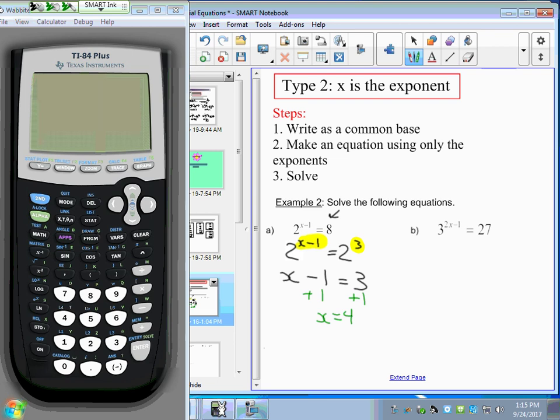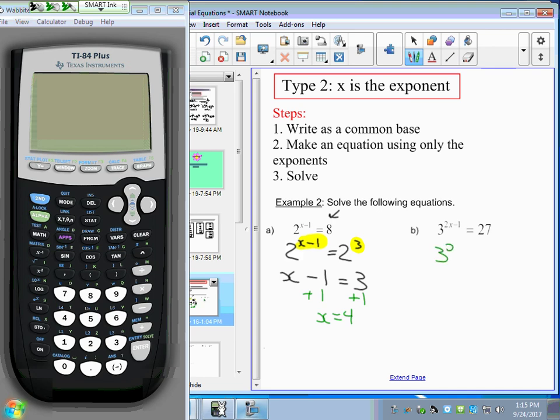Let's try that for the second one. How can I rewrite one of these numbers so that they have the same base? 3 is a prime number. We know that we're not going to be able to multiply 3 anything or make it lower, so that means the 27 is going to have to be used. So hopefully by now you know that 3 to the power of 3 equals 27.